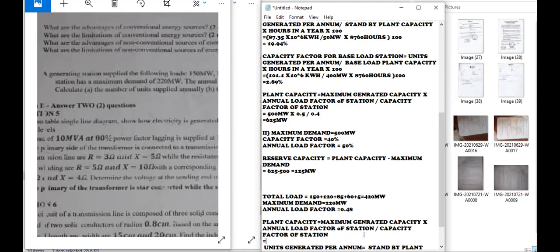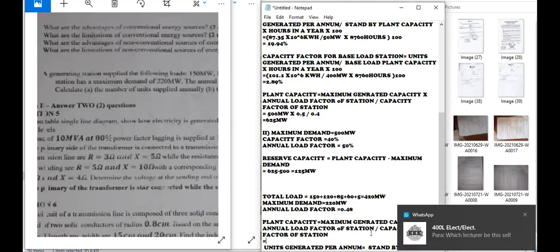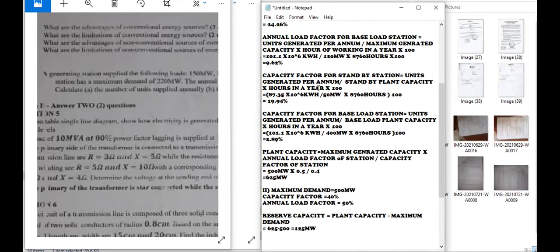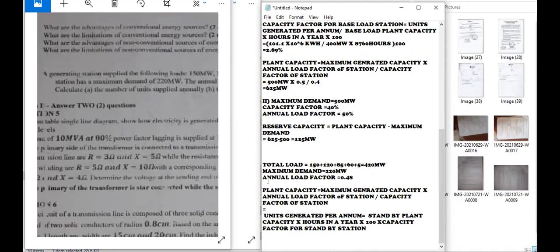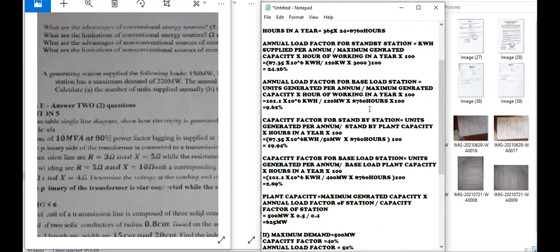So back to the question. Let me see. We have this value. Capacity factor is the only thing we don't have here. But we have the annual load factor here. Maximum demand is here. The only thing missing is the capacity factor. Annual load factor, do we have it? Yes, we have it. Then units generated per annum, we have it. Maximum generated capacity.